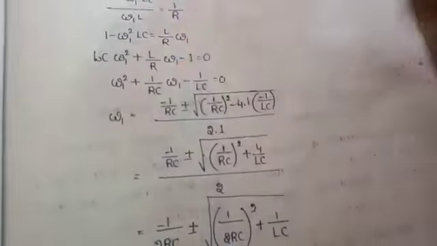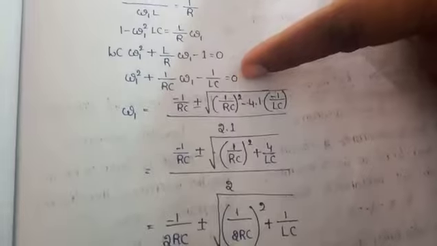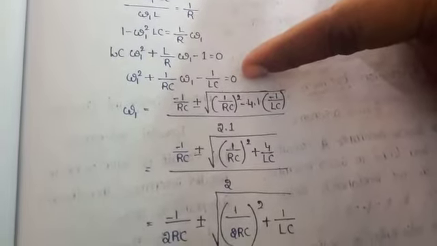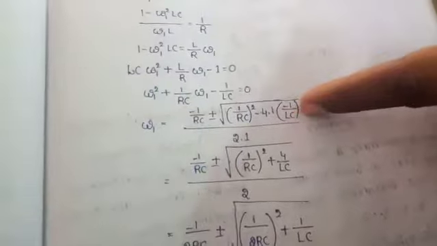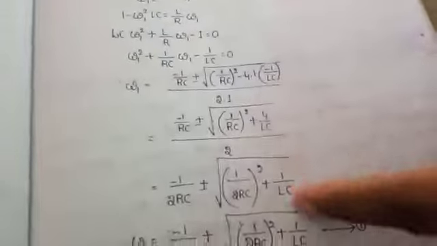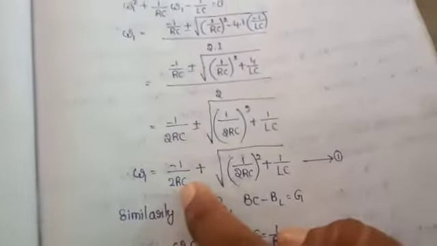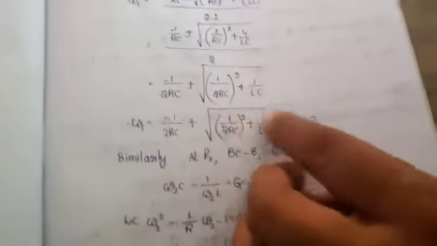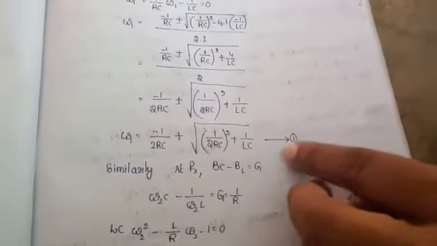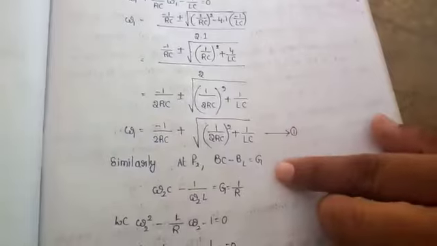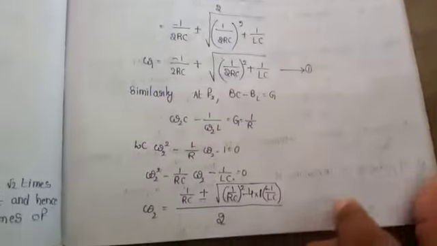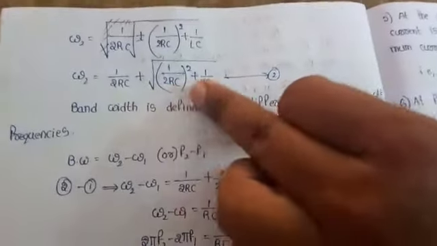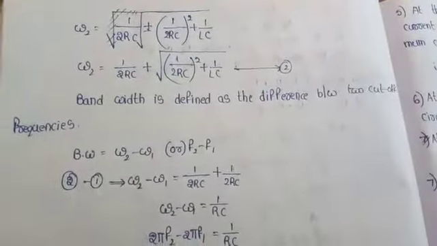Therefore the roots of this equation, omega 1 square plus 1 by RC omega 1 minus 1 by LC equal to 0, are minus B plus or minus square root of B square minus 4AC by 2A. We get omega 1 equal to minus 1 by 2RC plus square root of (1 by 2RC) square plus 1 by LC, equation 1. Similarly, omega 2 is equal to 1 by 2RC plus square root of (1 by 2RC) square plus 1 by LC.